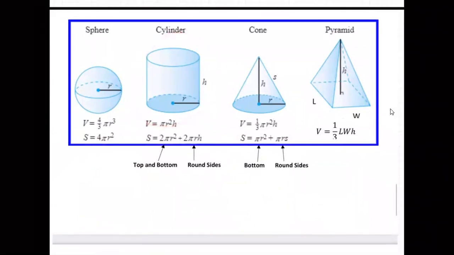Here's a cylinder. Now notice I added some stuff to make it more clear, because the cylinder has 2 different parts. It has the 2 pi r squared. That's the pi r squared, the circle on the bottom and the top. That's top and bottom. And then there's the sides, all the way around the sides. That's 2 pi rh. So that's the part we need right now, because we're talking about just the sides. The round sides is 2 pi rh for a cylinder.